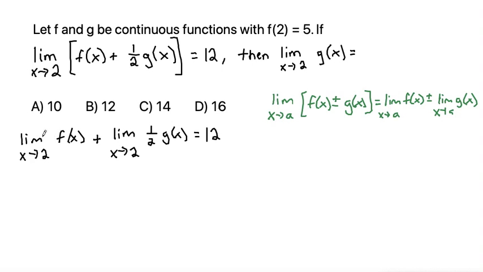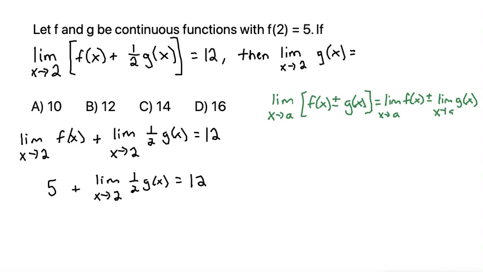And we are given in the problem that f of 2 is equal to 5. So since f of 2 is equal to 5, because the function f is continuous, that tells us that the limit as x approaches 2 of f of x is the same thing as f of 2. So let's substitute 5 in for that term. Now we'll bring down the rest of the problem, plus the limit as x approaches 2 of 1/2 g of x is equal to 12.